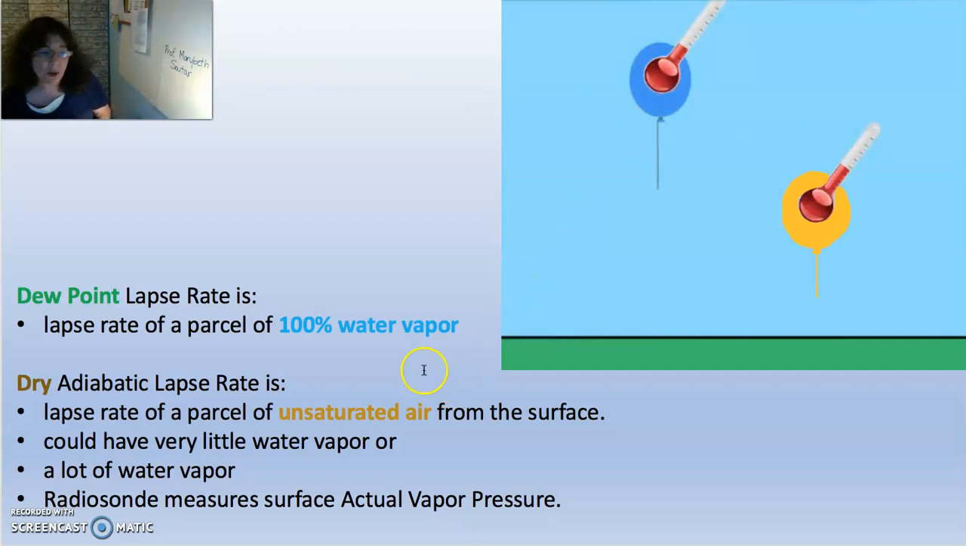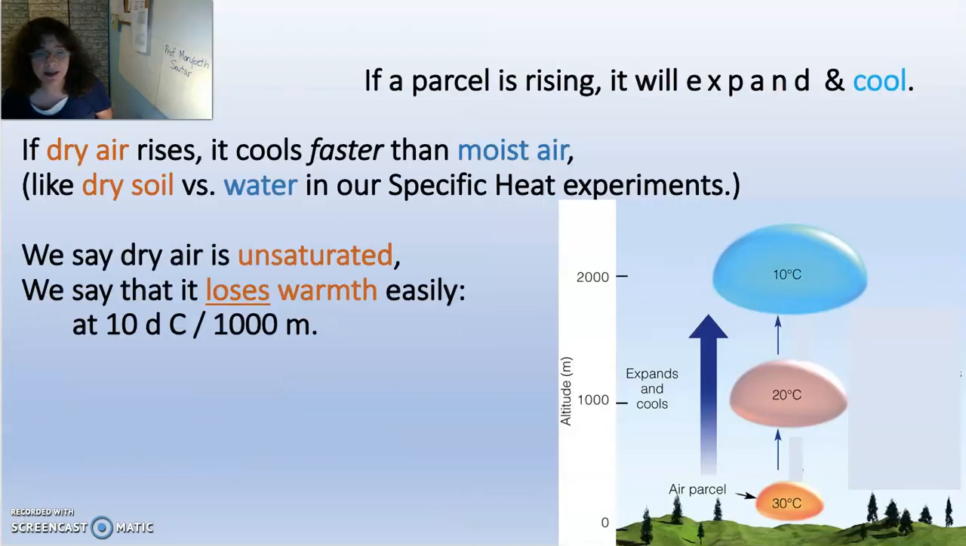In doing so, we can start to find out where this dry parcel will meet the temperature of the dew point parcel and start condensing into a cloud. Let's look into that a little bit more specifically. When we send a dry parcel of air up from the surface, it is going to rise and cool and expand faster than a parcel of air that might have more moisture in it.